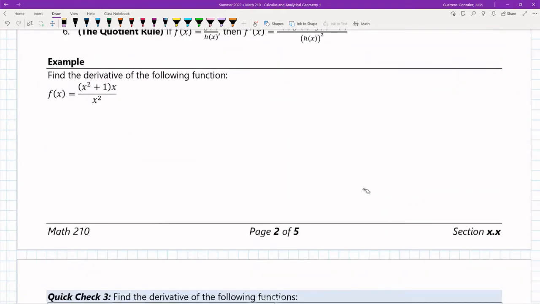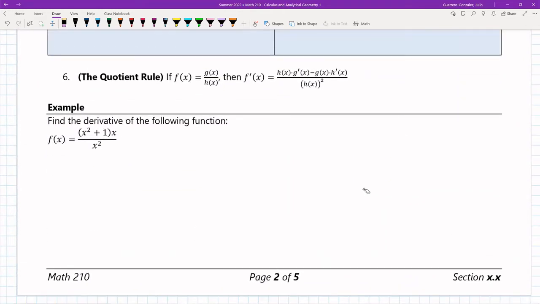The next rule that we've got lined up is the quotient rule. So suppose you had a function that is the division of two other functions. So let's say you have an f of x that's equal to some g of x divided by h of x. Then the derivative of said function will look like this. This looks really, really confusing.